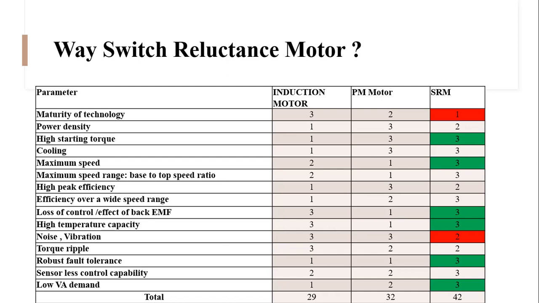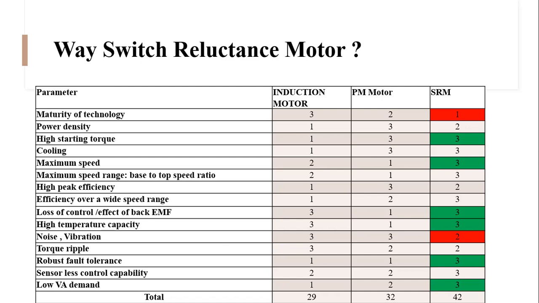Noise and vibration are the biggest demerits of this motor. But nowadays, as technology increases, we are able to reduce them. One demerit is noise and vibration; the second is not as big an issue, but it is still there: torque ripple. Permanent magnet and switch reluctance motors follow the same principle, so both are the same.